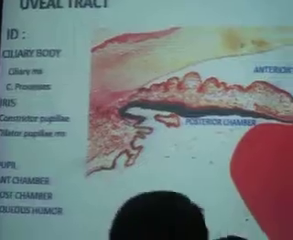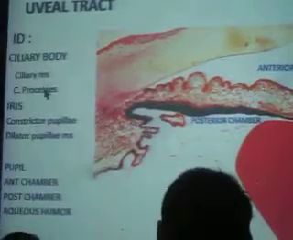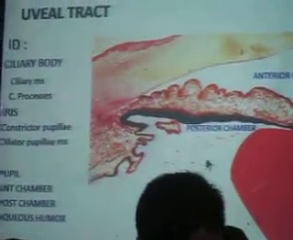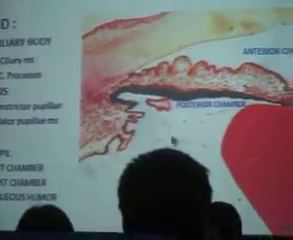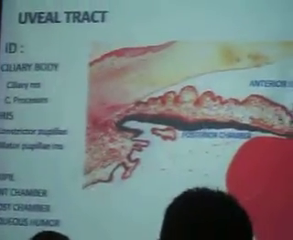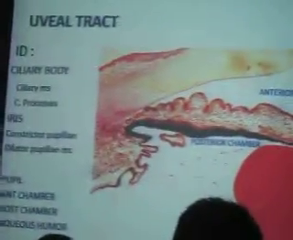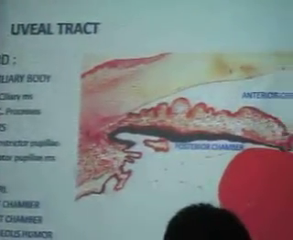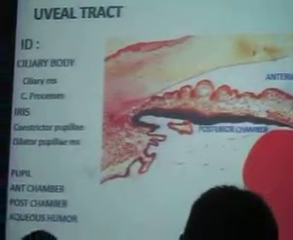So with the uveal tract, these are the things you have to identify: your ciliary body, ciliary muscle, processes, and here the zonular fibers. Then on the iris, we have the constrictor pupillae, dilator pupillae, and then the anterior chamber and posterior chamber, and the fluid contained in these chambers is your aqueous humor. You may be asked what is found in the pointed space.